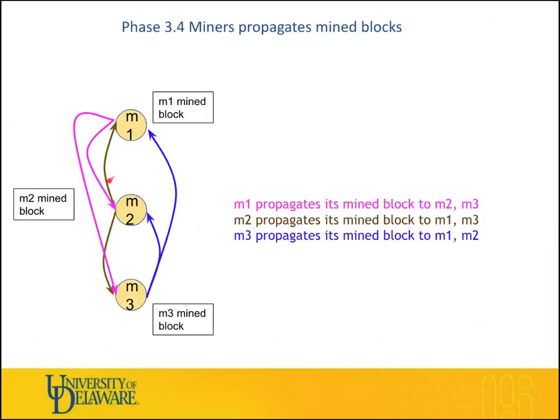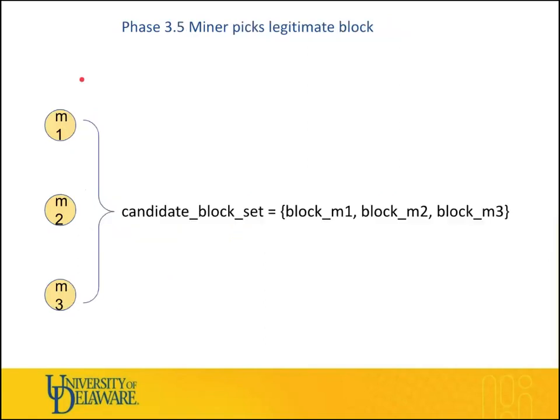After a miner mines its block, the miner needs to propagate its block to other miners in the network. A miner has a candidate block set, which will include its own unmined block and the propagated blocks from the other miners. Suppose the timer for waiting for the propagated blocks ends now. The miner would then pick the legitimate block from the candidate block set.